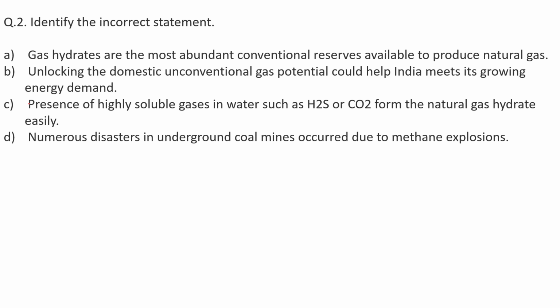The next question is to identify the incorrect statement. Option A: Gas hydrates are the most abundant conventional reserves available to produce natural gas. Option B: Unlocking the domestic unconventional gas potential would help India meet its growing energy demand. Option C: Presence of highly soluble gases in water such as H2S and CO2 form the natural gas hydrate easily. And option D: Numerous disasters in underground coal mines occur due to methane explosion. So we have to find which of these statements is incorrect.